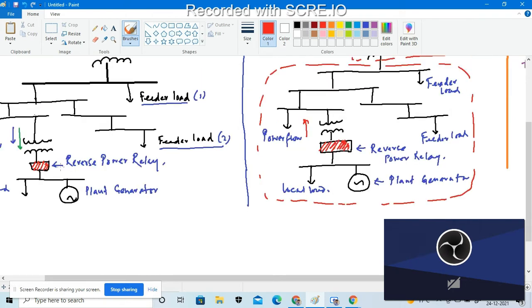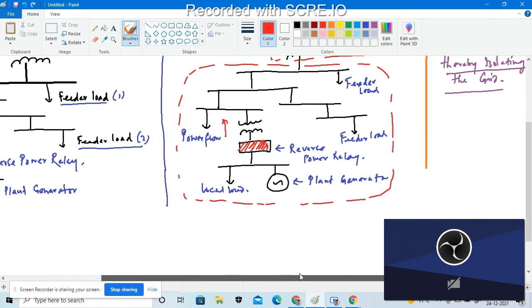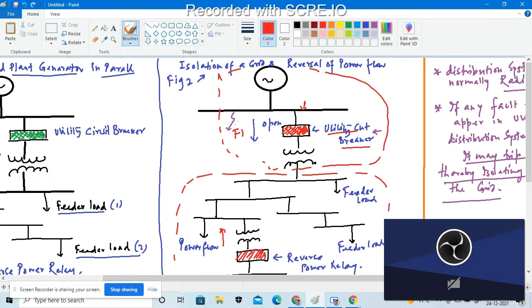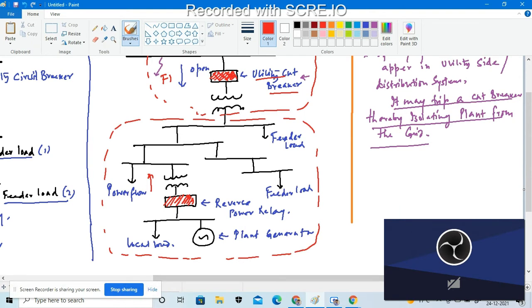That means in this particular site, one plant is connected with a local load. If any such kind of fault appears in the utility sites, this circuit breaker will open, it will be tripped, and it will disconnect the utility side from the plant generating sites. Another major point associated with this is that the plant may still remain connected with the downstream load, which is a very important point.